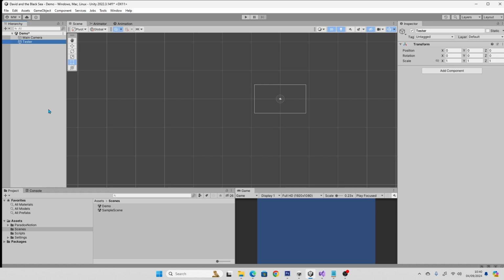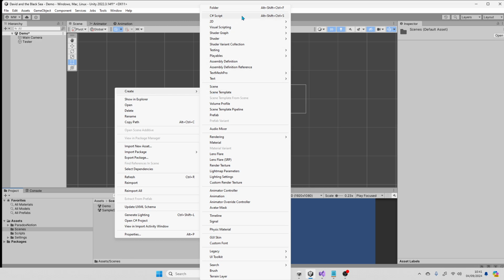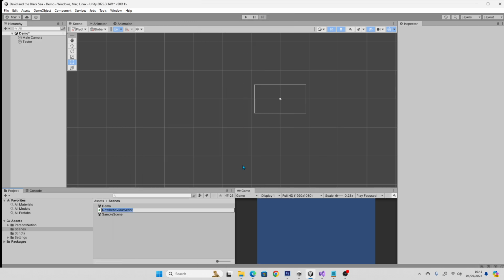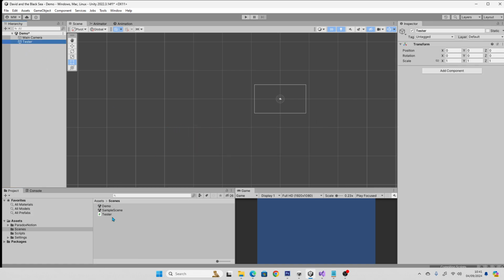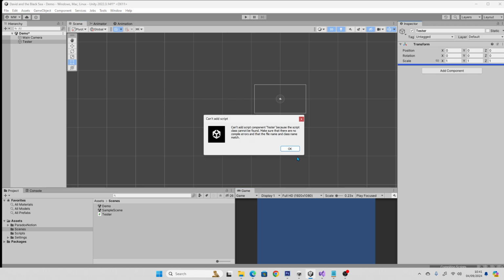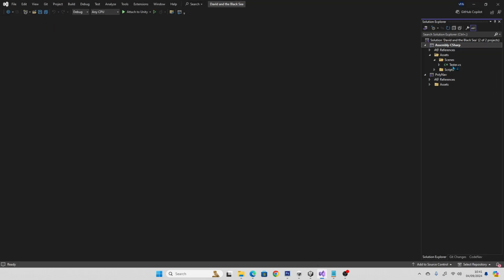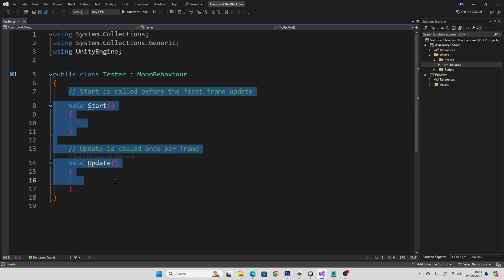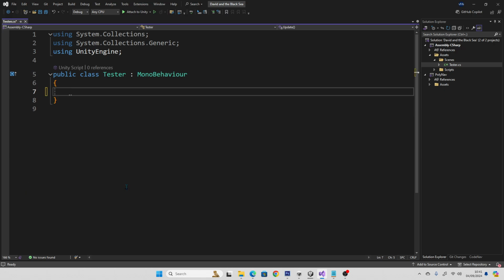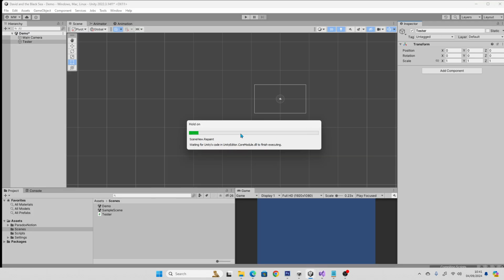And the first thing we're going to do is the programming on the intersecting lines. Let's just create a script. And let's call this tester. I hate when that happens. Tester. And that should rebuild.